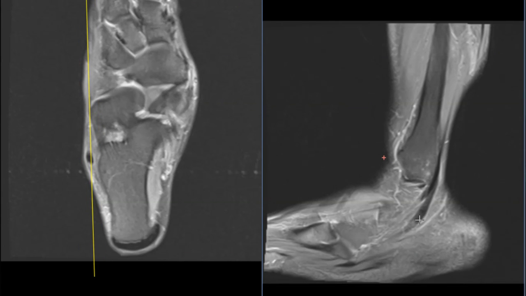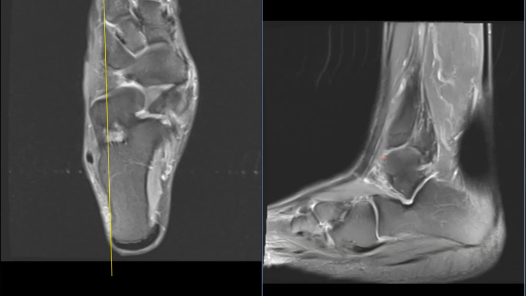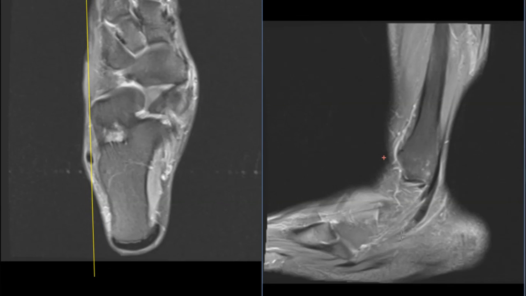So to stop this artifact, we will sometimes put the toes down, and when we put the toes down, then instead of having a right angle, this angle will be less, and the tendons will come more vertically or be more vertically oriented, and they won't get that magic angle phenomenon. So we typically do ours with toes pointed down to avoid this artifact called magic angle.